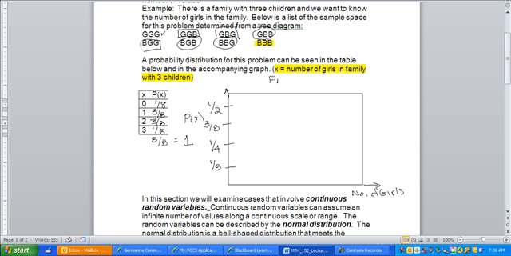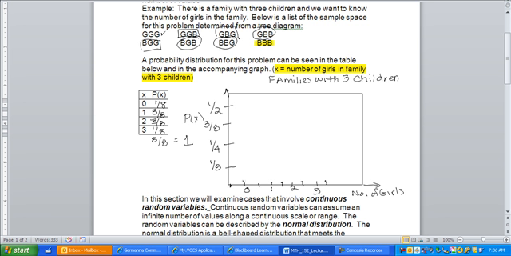Okay, so families with 3 children, we want to give that a name. Okay, so we're going to start with a bar for 0, a bar for 1, a bar for 2, and a bar for 3.